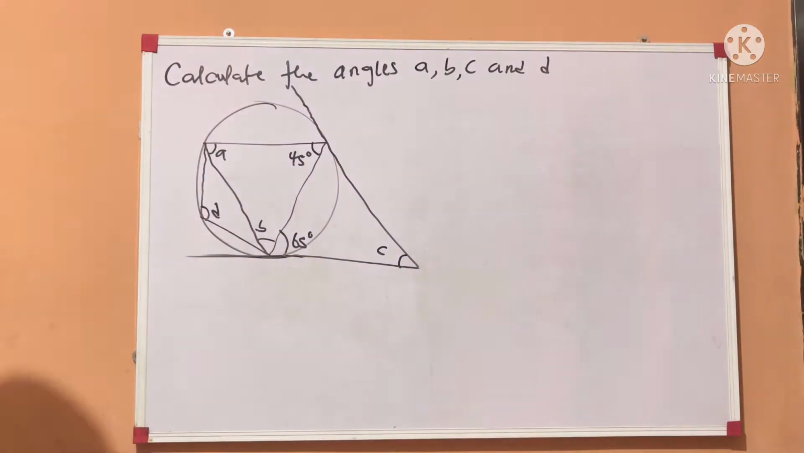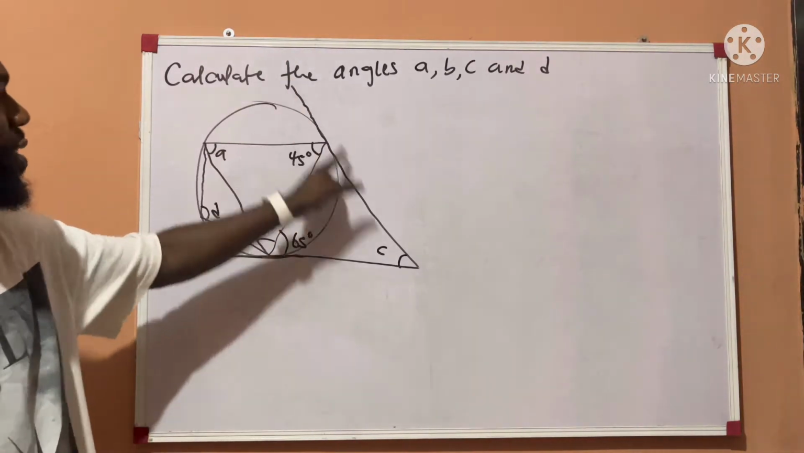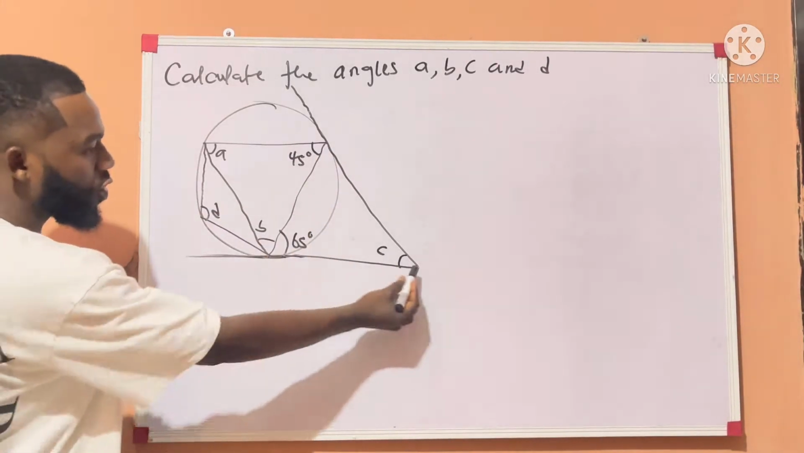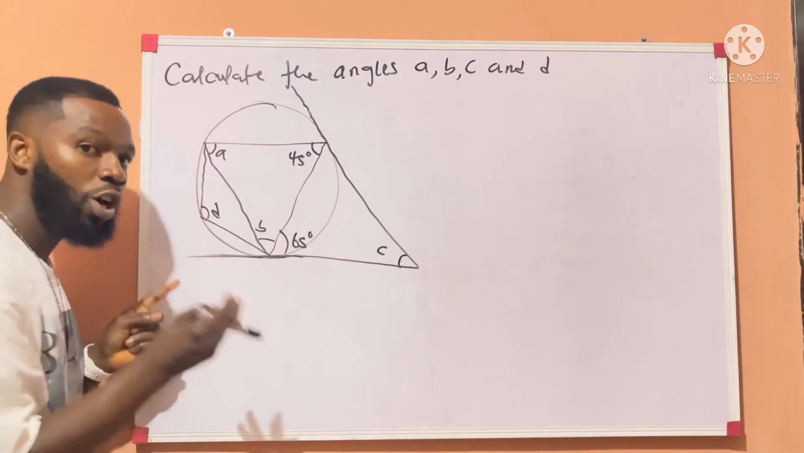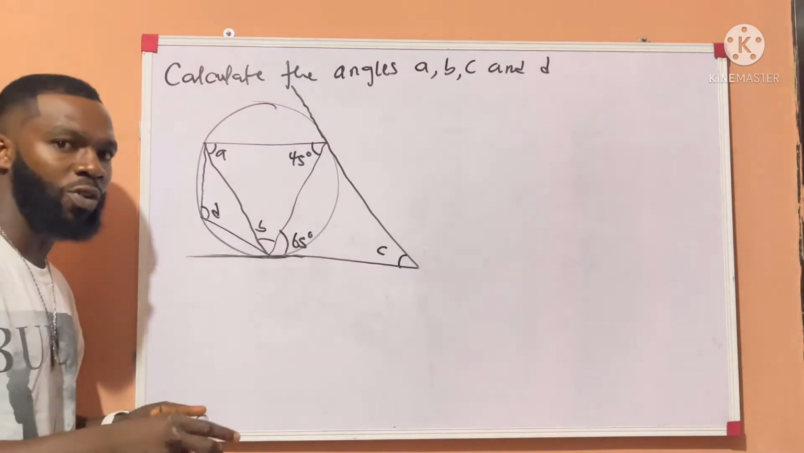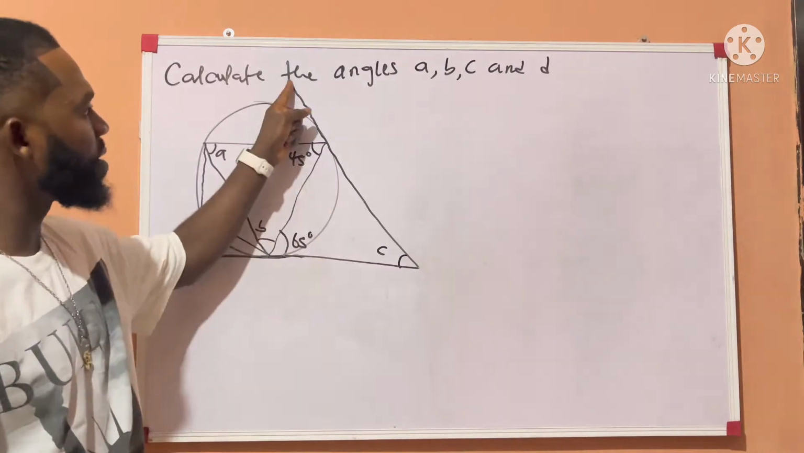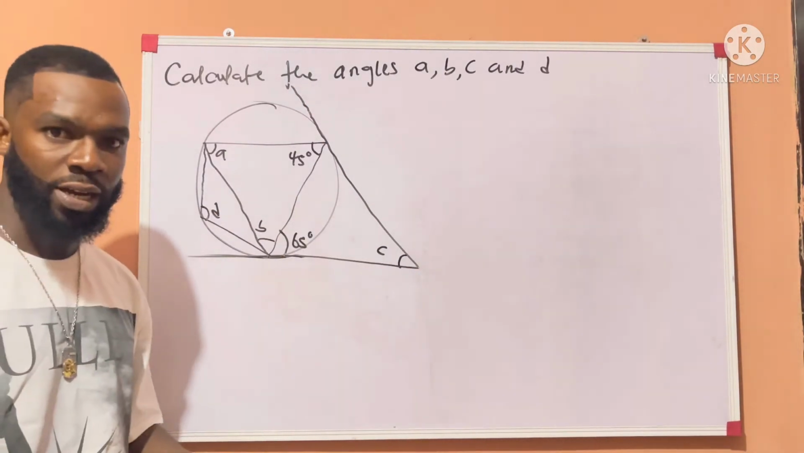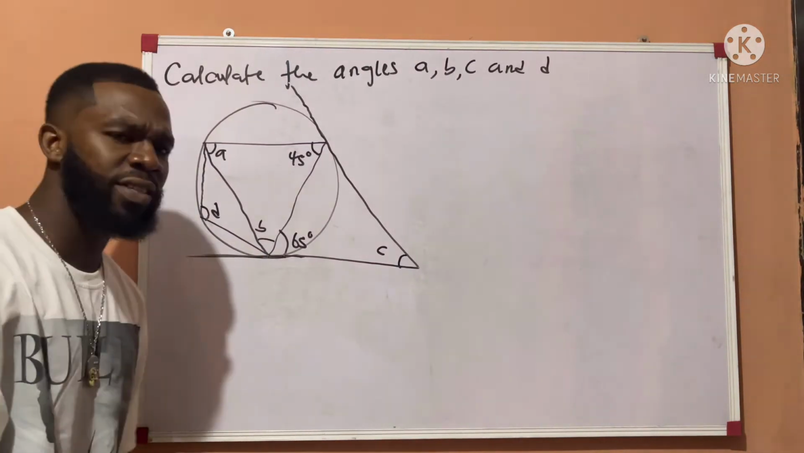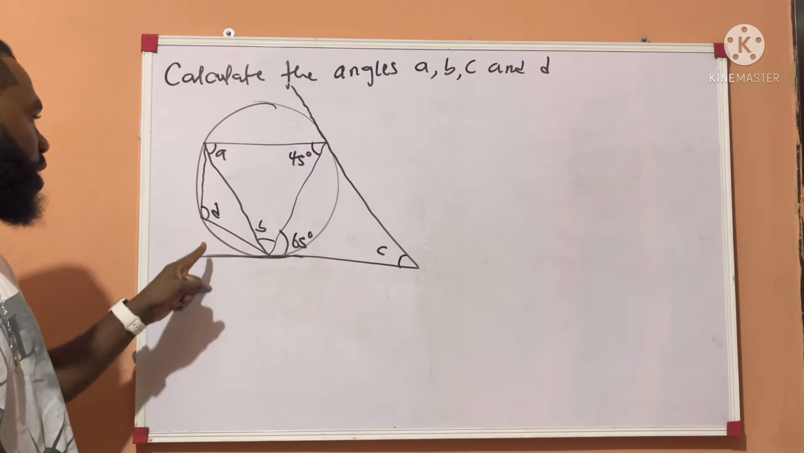First of all, you should know that this line and this line are both tangents. Why? Because both lines touch the circumference of the circle. According to one of the theorems which we discussed, tangents that meet at a point are equal in length. So it means this line and this line are equal to each other. Alright, so now let us see what we can do to get the values. Which do you think is easier for us to get first? For me, I can choose to get A first, or I can choose to get D first.